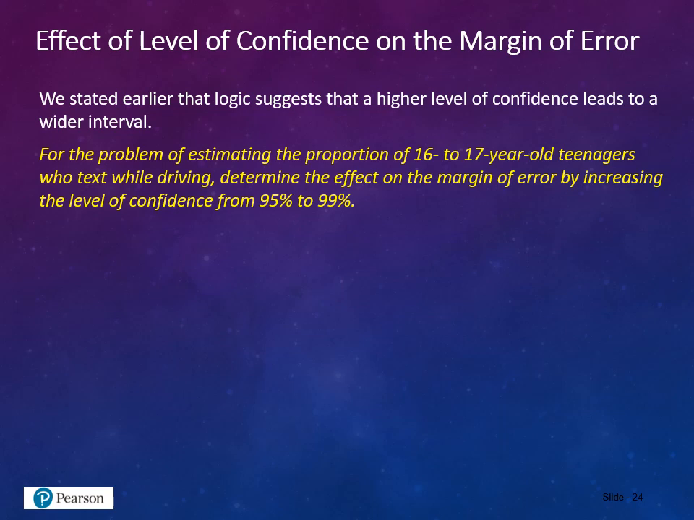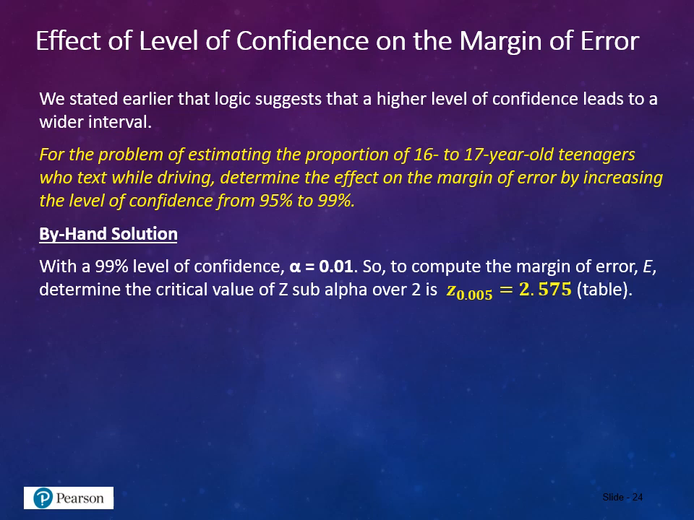So we're looking now at the effect of the level of confidence on the margin of error. And as we pointed out before, a higher level of confidence leads to a wider interval. So let's go back and look at the same problem we just did, when we estimated the proportion of 16 to 17-year-old teenagers who text while driving. And we want to determine the effect on the margin of error. The last problem was at 95%. So let's increase the level of confidence from 95 to 99%.